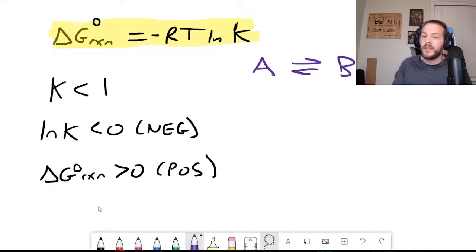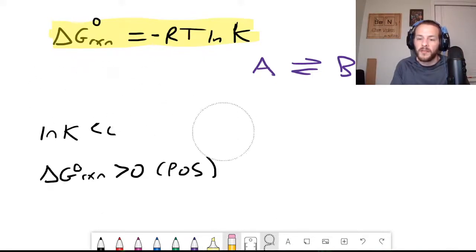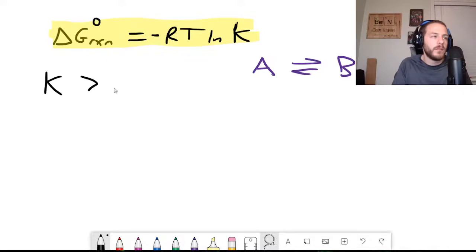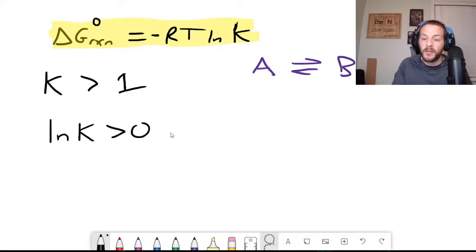Now imagine that the opposite is the case. I'll just erase all of this. Imagine that the equilibrium constant is greater than 1. Well, if the equilibrium constant is greater than 1, then the natural logarithm of the equilibrium constant is going to be greater than 0. It's going to be positive.